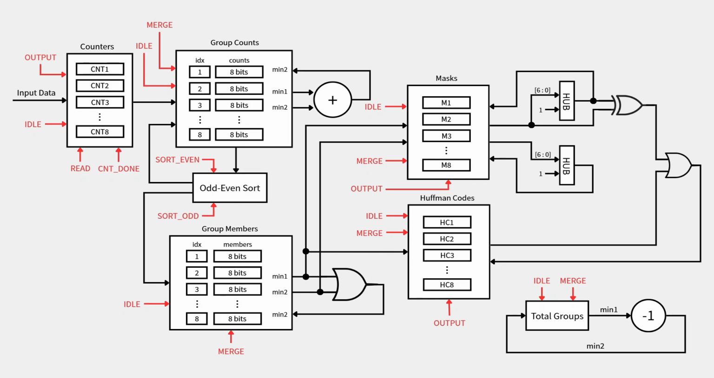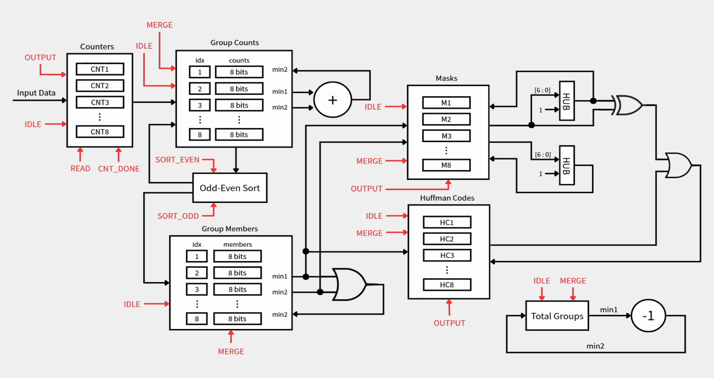Next, the odd-even sort block reorders the group counts and group members by their frequencies. Then the design enters the merge state. The two smallest groups, min1 and min2, are selected. Their counts are combined using the adder and written back to min2. Their members are combined using an OR gate, then written back into min2.